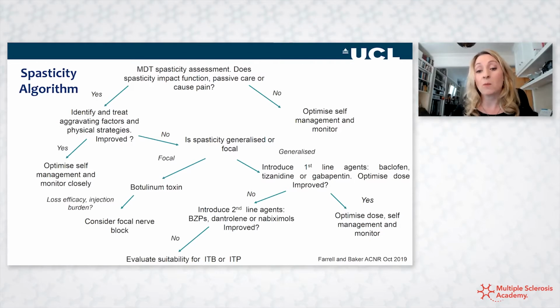And then we look at whether it's just a focal area, so an ankle, a foot plantar flexing and spasming, or whether it's a very generalized pattern. If it's focal and there are limited muscles, we can use botulinum toxin, which is a very effective treatment. But if it is more widespread, we often use oral medications. And I've listed here some of the first line agents.